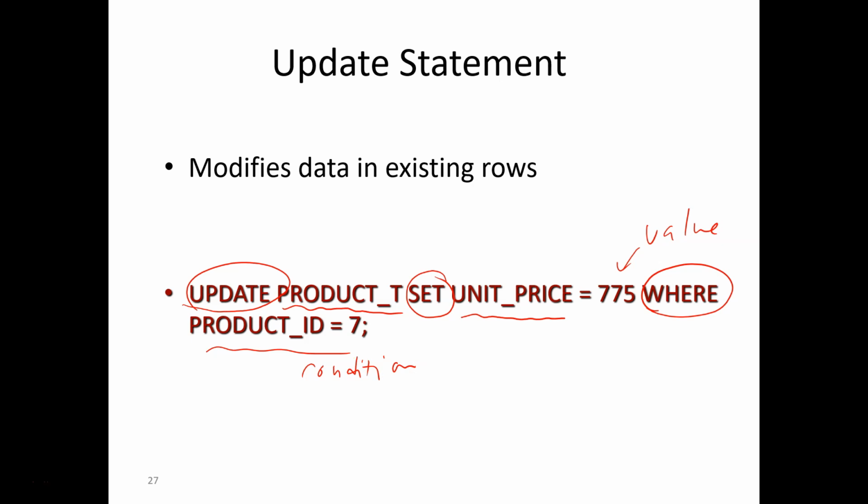So what we are doing here is updating just one record in the product table, the record of the product whose product ID is number 7. And the field that we are updating here is the unit price.